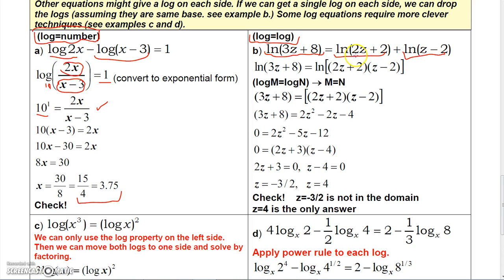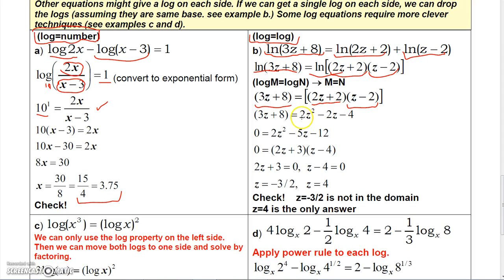So the first thing I'm going to do is combine these logs into a single log. Remember, the natural log of this plus the natural log of this is the natural log of this times this. So it's going to be the natural log of 2z plus 2 times z minus 2. Okay, well now I have a log on the left equal to a log on the right. So if I have a single log on both sides, I can just drop the logs. So I'm going to drop the logs and just get 3z plus 8 equals the product of 2z plus 2 times z minus 2. Now all I have is just a quadratic equation to solve.